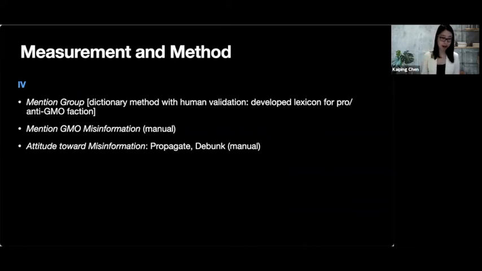And then the third variable is, if a message talks about GMO misinformation, what is the attitude? What is the poster's attitude toward GMO? Do they propagate GMO misinformation or debunk it? Or sometimes the post just shows a very vague, ambiguous attitude and doesn't have a clear stance. So these are the three major independent variables we focus on.